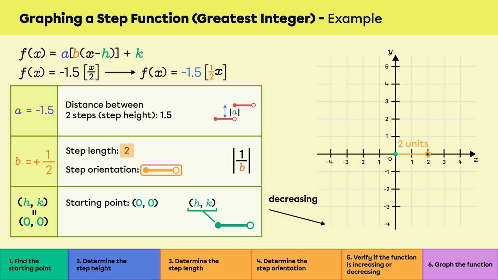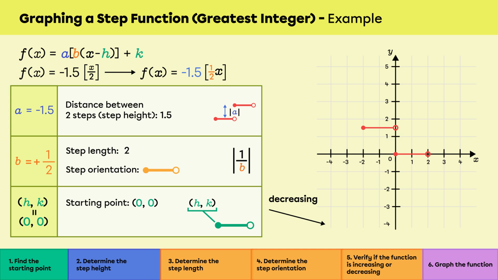The next step should be 1.5 units straight up or down. Should it be placed like this or like this? Since the function is decreasing, this one is correct. When graphing the next step, make sure that each closed point is opposite an open point.